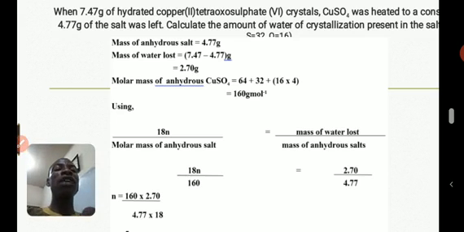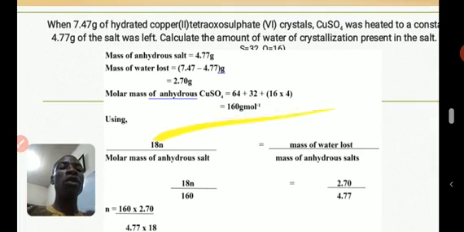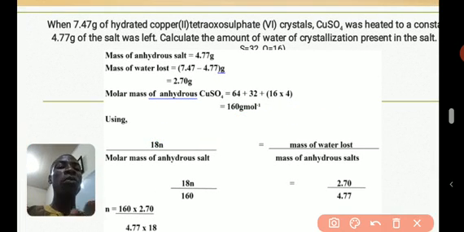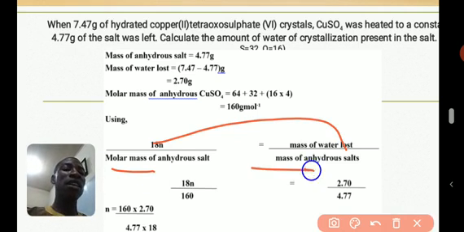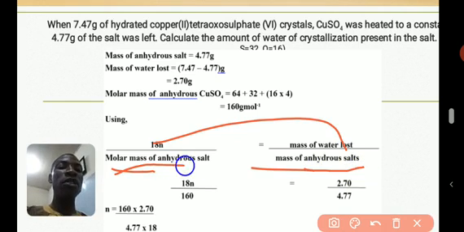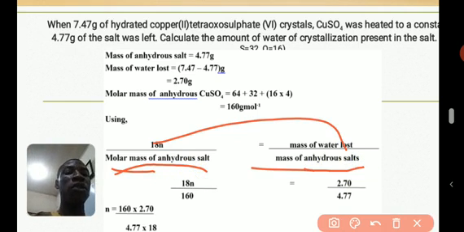So water is on top. Water is on top here. Here too, water is on top. Molar mass is here. Here too, mass is here. Mass of salt is here. Whereby mass of salt is here. So take note of that.